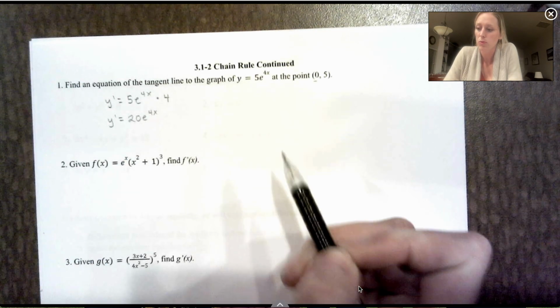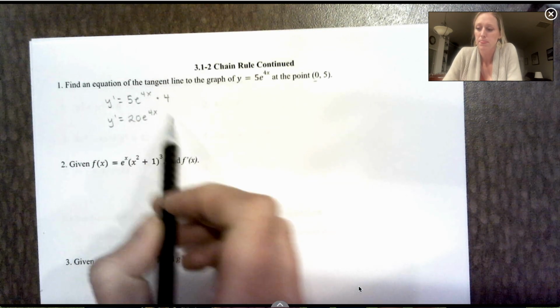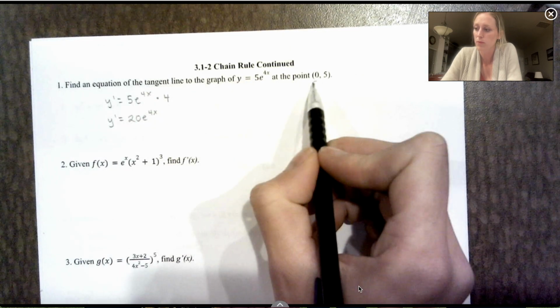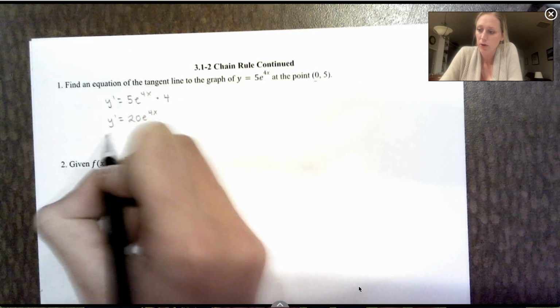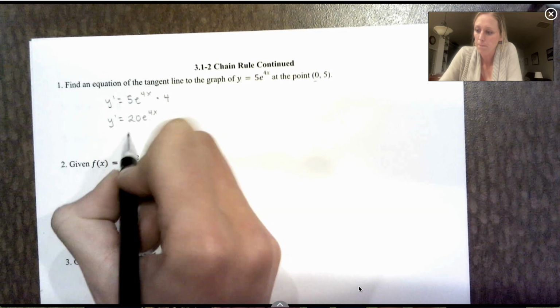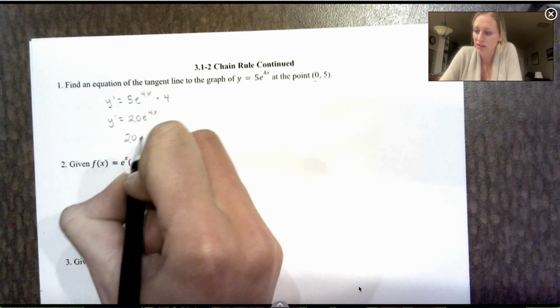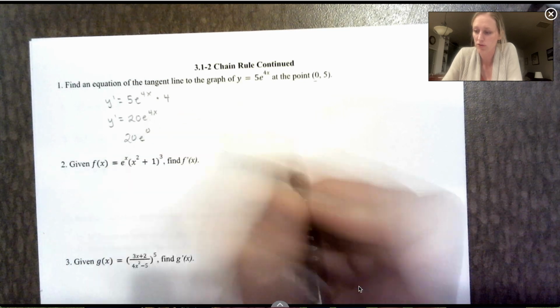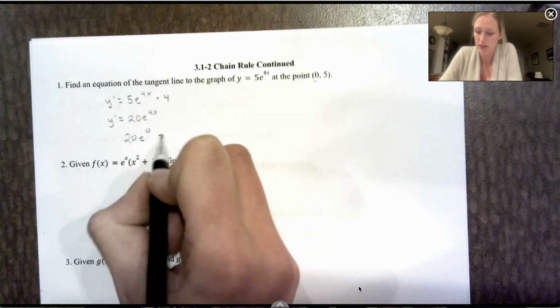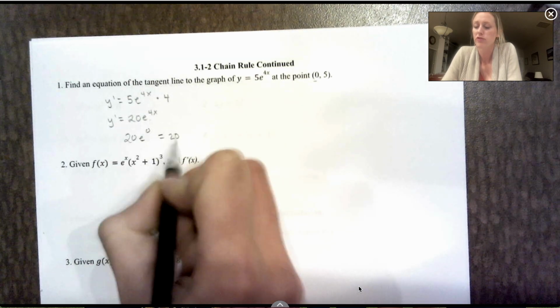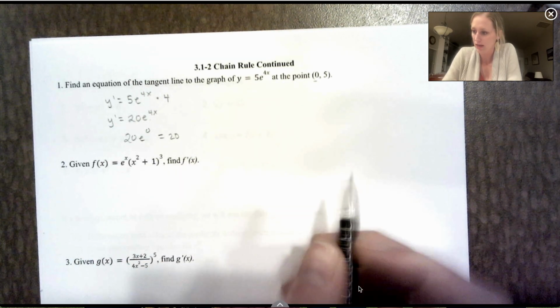Okay, now we want the slope. So here's my derivative function. The slope of the tangent line at the point (0, 5), I need to plug in 0 for x. So when I substitute in 0, we've got 20 times e to the 0, right? 4 times 0 is going to be 0. E to the 0 is 1. 1 times 20 is 20. So the slope of our tangent line is 20.